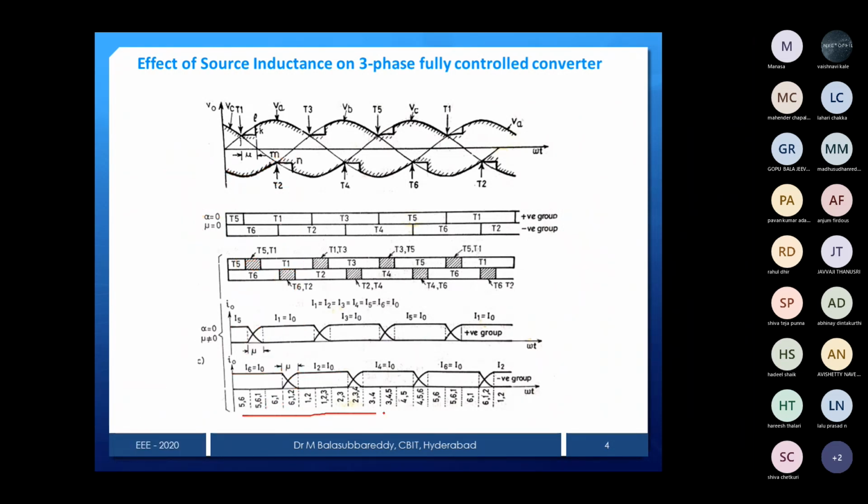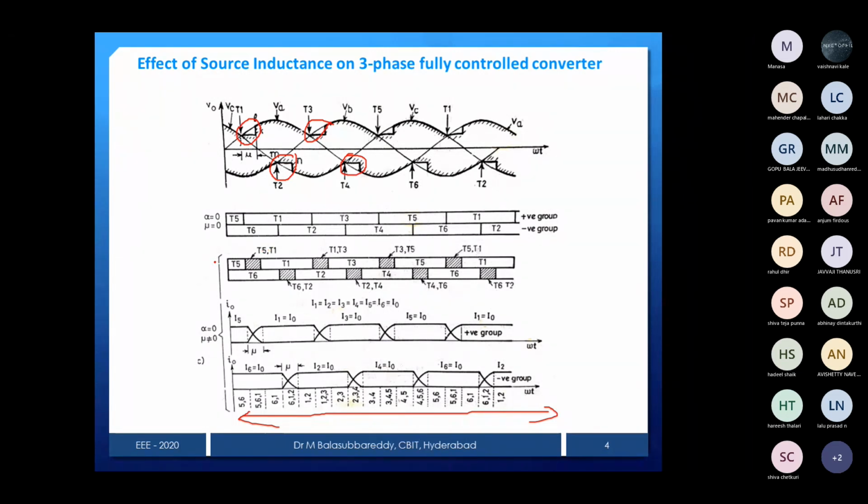Now we can see the sequence. Every instant there is one overlap period that takes place. Earlier 5 6 then 6 1 only, but now in between 5 6 and 6 1 there is an interval 5 6 1, again 6 1 then 1 2, in between there is 6 1 2, like that. So every changeover, you can see that crossovers, one is upper side, another is lower, next upper, next lower, like that. Every 60 degrees there is one overlap period that takes place.